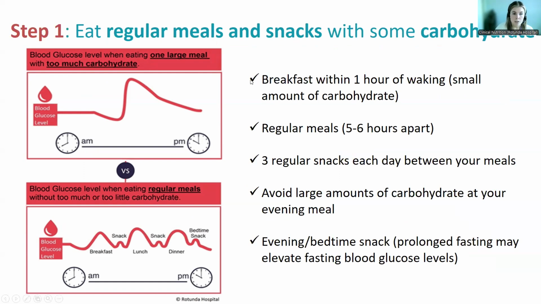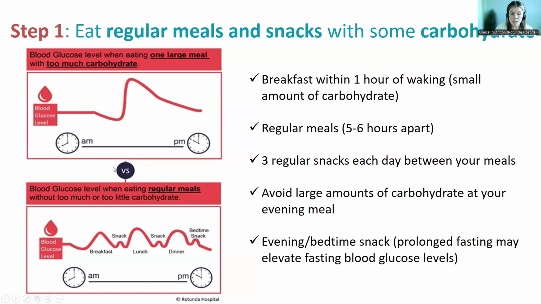So if you look at this image on the top half of the screen here, this is someone's blood glucose level when they were eating one large meal with too much carbohydrates. We can see it spiked up quite high here. And what has happened is they left it quite a long time throughout the day before they ate a meal. They probably got quite hungry and had a really large meal with too much carbohydrates, like a spaghetti bolognese and garlic bread, for example, and that spiked up the blood glucose levels very, very high.